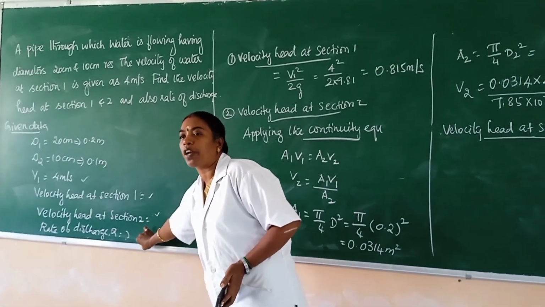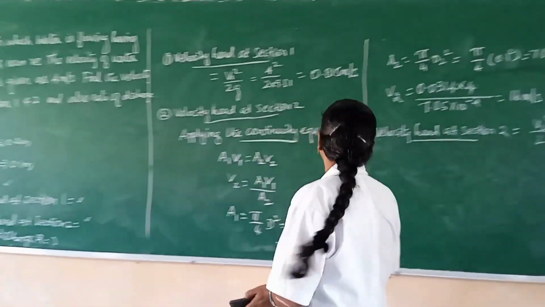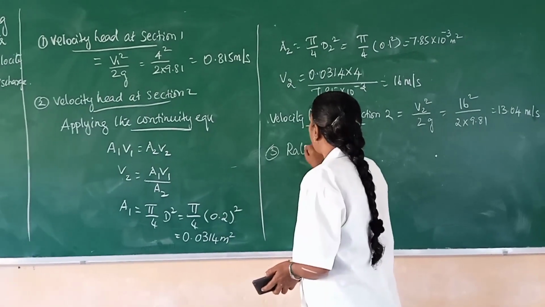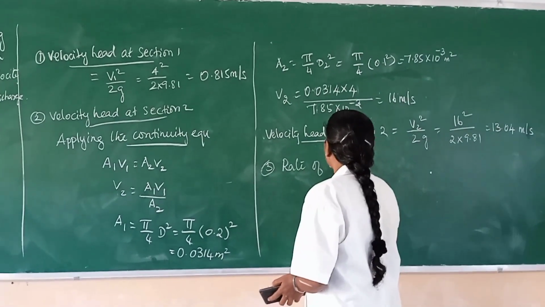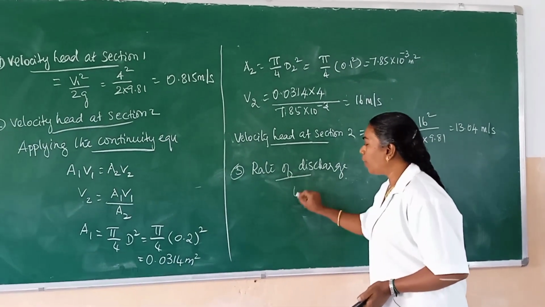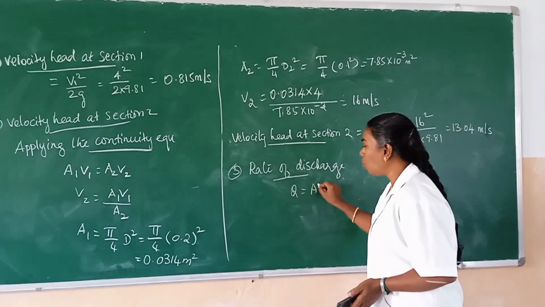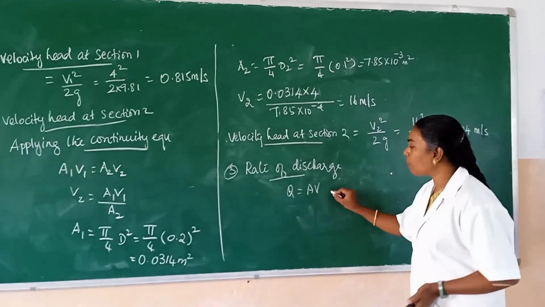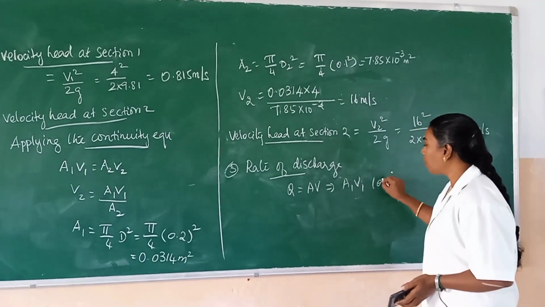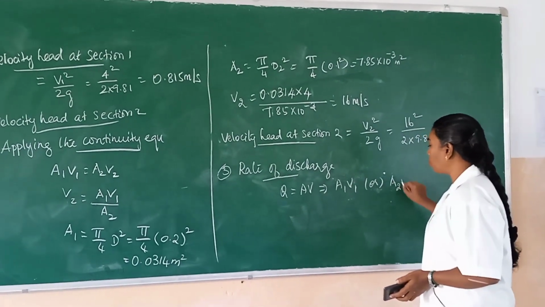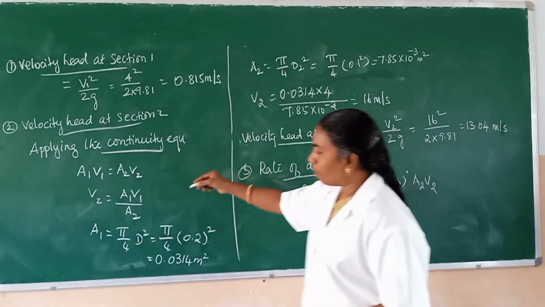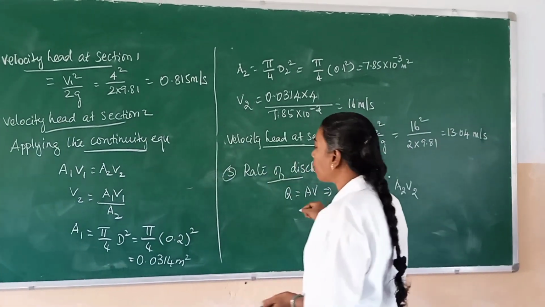The third one we need to find out is the rate of discharge. To find the rate of discharge, Q, we know that Q is equal to A V. In this case we can use A1 V1 or A2 V2, so we can use any one of these. Now I am taking V1 and A1.